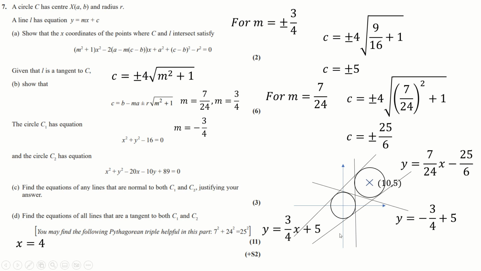And I think I have this line, this line, this line, and this line as my 4 that are tangent to both. That's the whole paper.